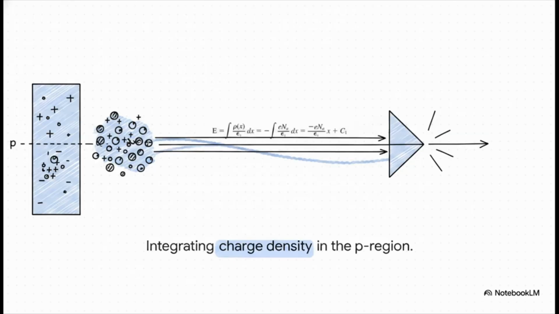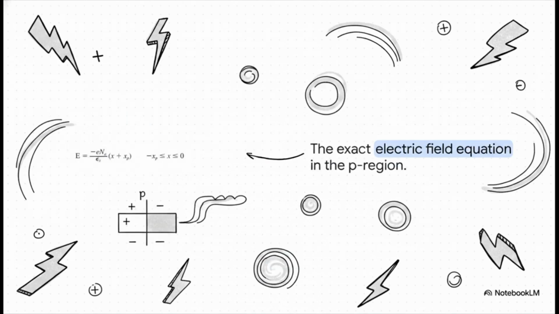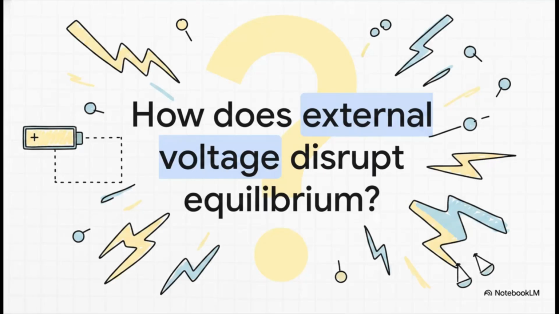By integrating all that constant charge density in the P region, the electric field mathematically takes shape. Pinning the field to zero at the boundary finally hands us our exact electric field equation. We've quantified this standoff. But what happens when an external voltage totally disrupts this perfect, delicate balance?